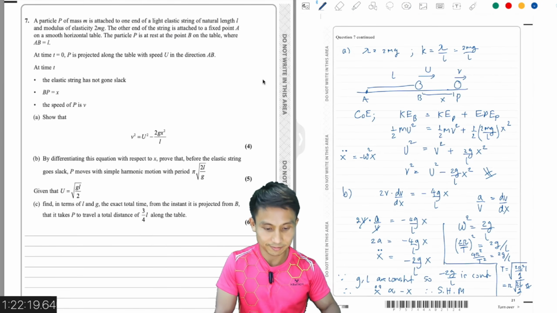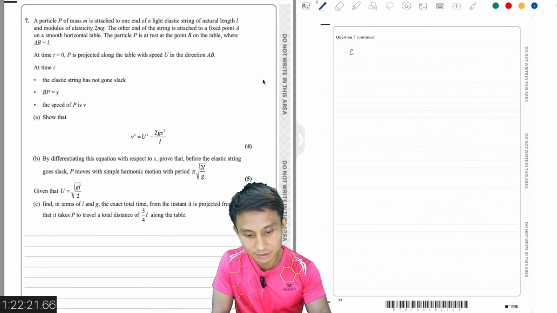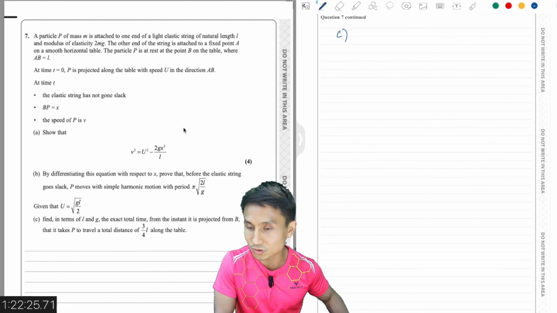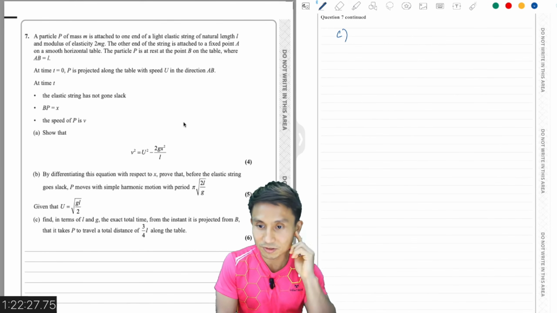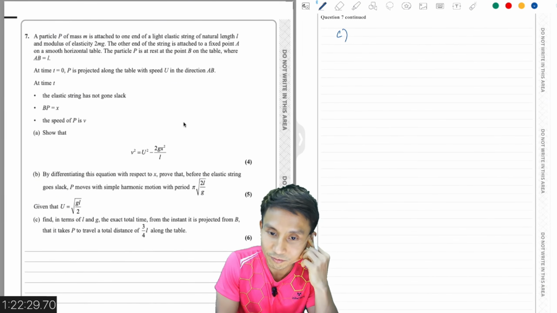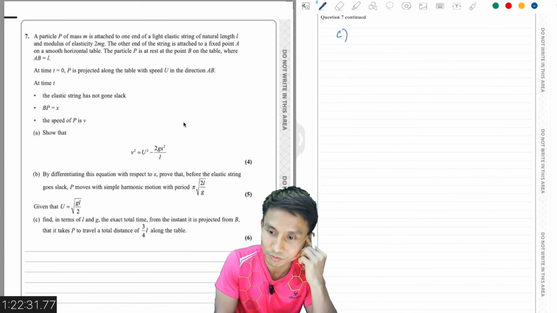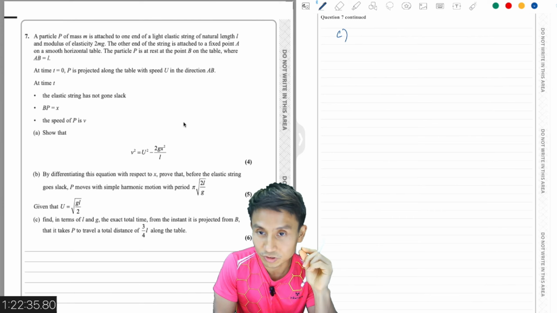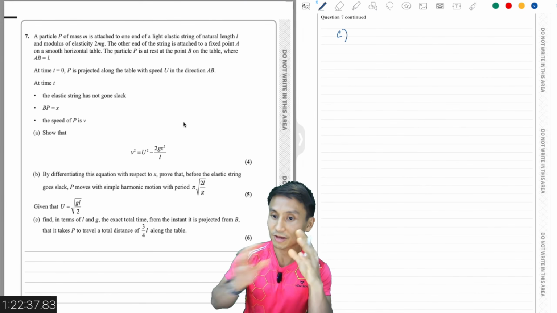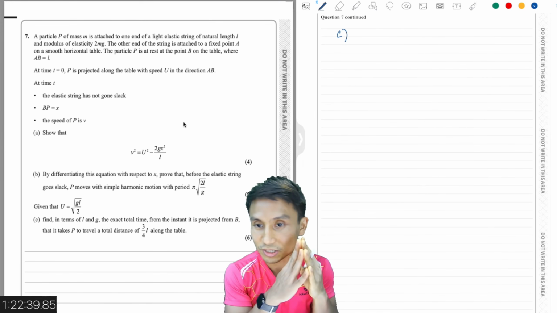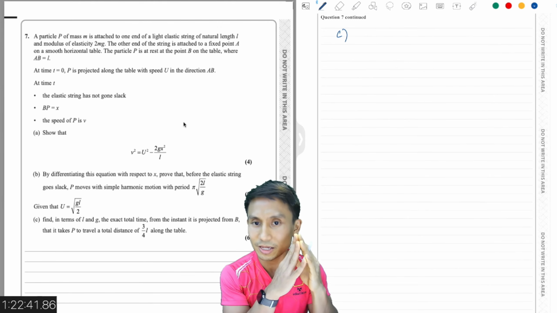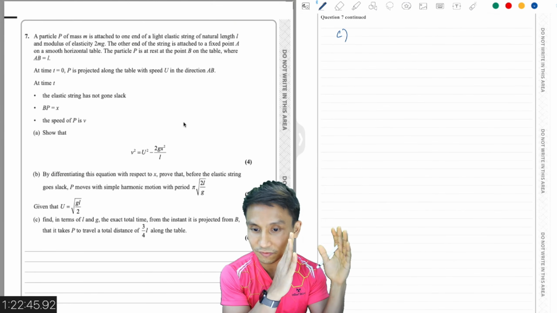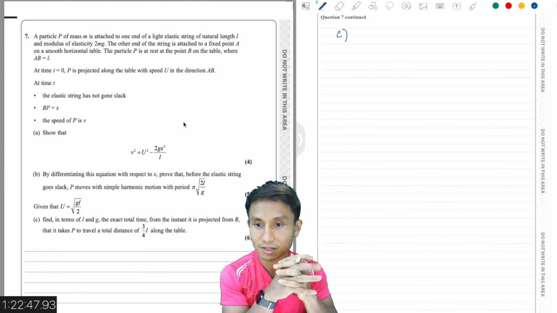That's the period. Okay, C, the last one, guys. Given that u is the square root of gL over 2, find, in terms of L and g, the exact total time from the instant it is projected from B, that it takes P to travel the total distance of that.